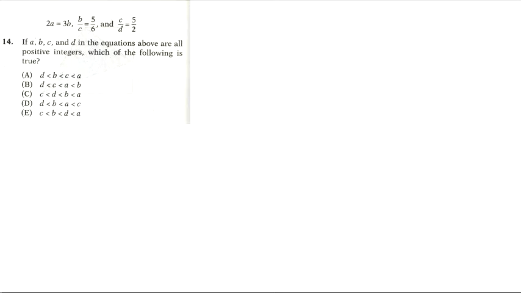Alright, a, b, c, and d are all positive integers. Which of the following is true? So 2a is 3b. Okay, so we have a has to be bigger than b. Another way to say that is a over b is 3 over 2. We have 3a for every 2b.